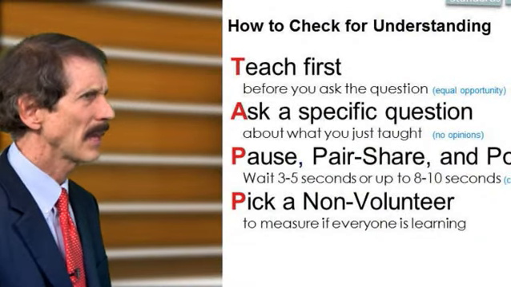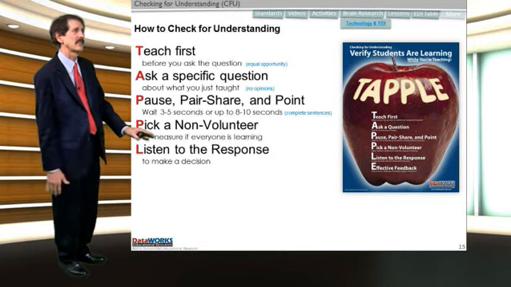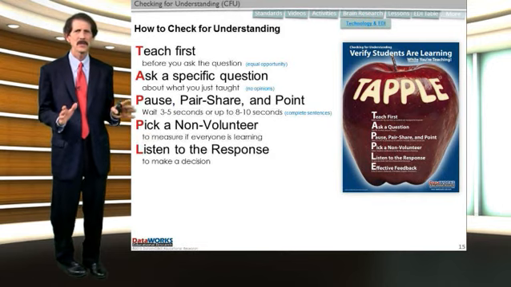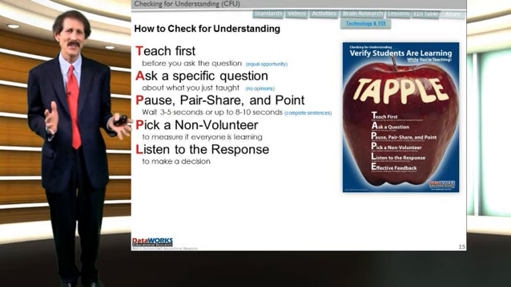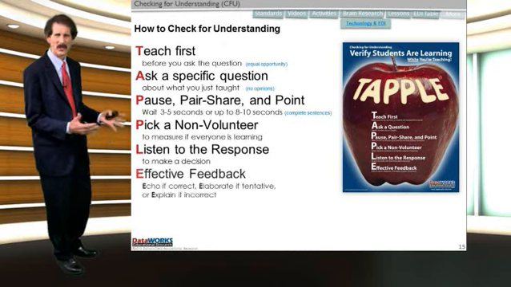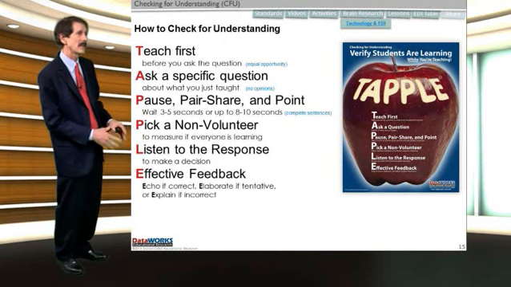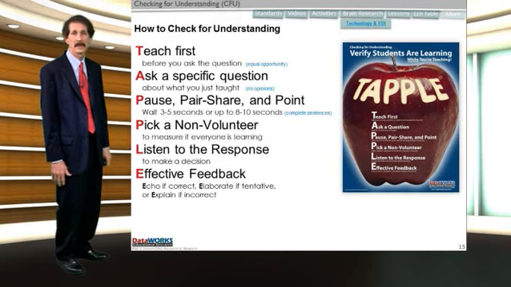Let's look at the next part of TAPLE. L, listen to the response to make an instructional decision. Every time students answer, you need to make a decision. Are they with me? Do I need to reteach? What do I need to do? And let's look at the E. Here's our 3 simple choices for effective feedback. Echo if correct, elaborate if tentative, explain if incorrect.